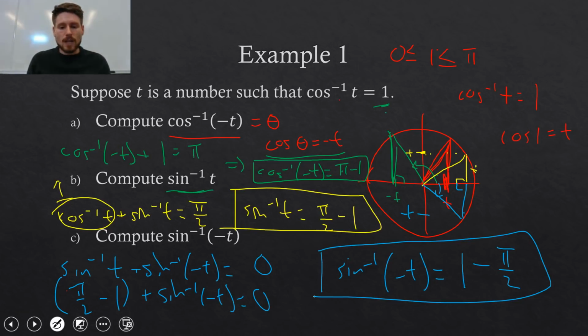Okay. All right. Those are 3 computations based off of the original cosine inverse of t equals 1. We computed cosine inverse of negative t. It's the supplement to cosine inverse of t.